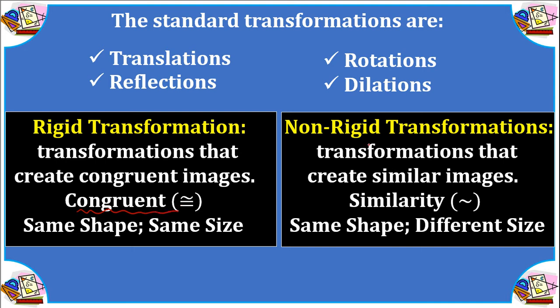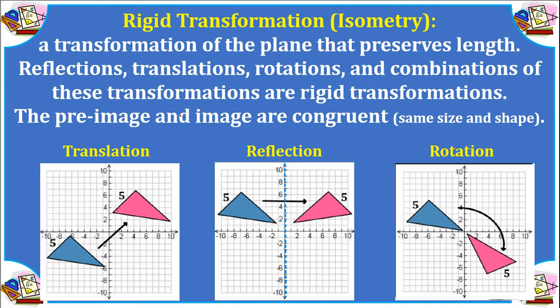A non-rigid transformation produces a similar shape. The shape is the same, but is a different size. So they are similar. And here's our notation for similarity, and here's our notation for congruent. So of these four, a translation, a reflection, and a rotation are rigid transformations. A dilation is a non-rigid. Another word for rigid transformation is isometry. And again, you simply preserve the same shape and the size.